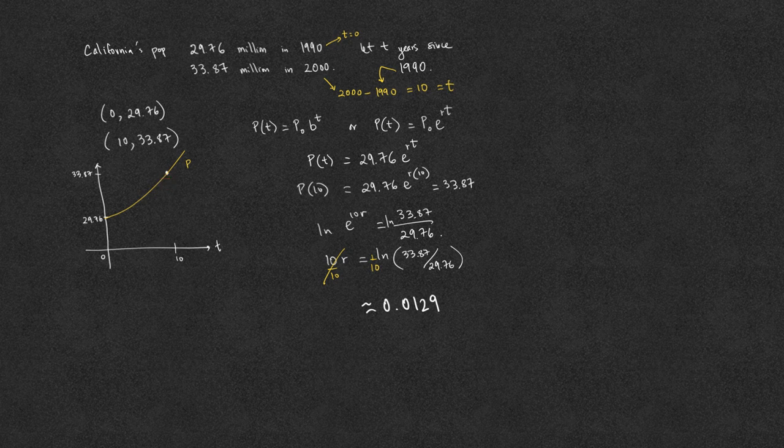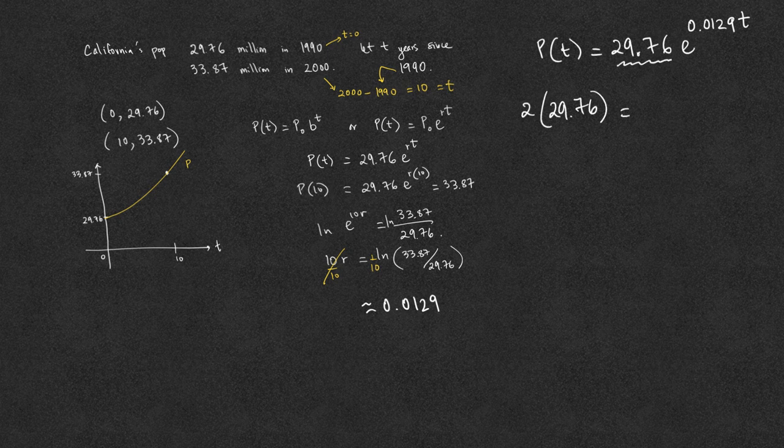And so we update the model. It is P of t equals 29.76 times e to the positive 0.0129 t, because this is exponential growth. Next, find the time required for the population to double. To double the population is to double the 29.76. The right-hand side is still 29.76 e to the 0.0129 t, and we're looking for the time.